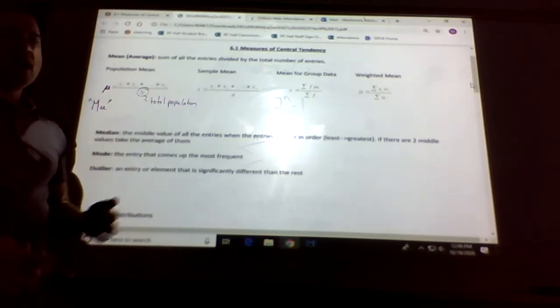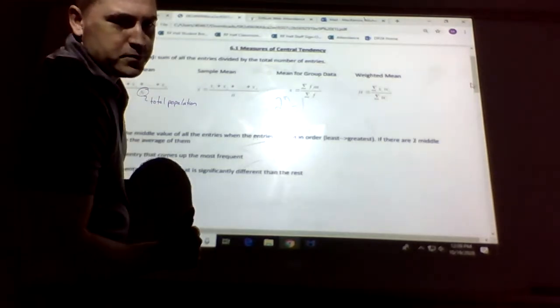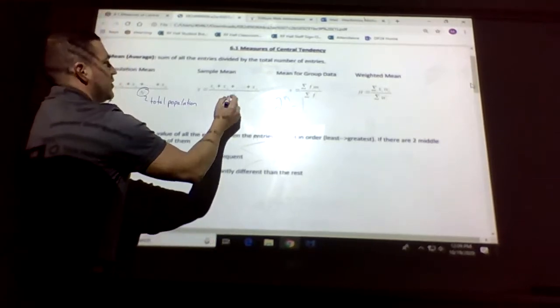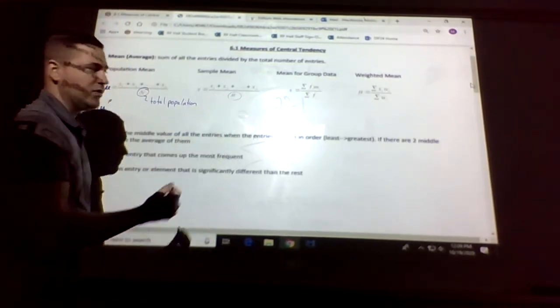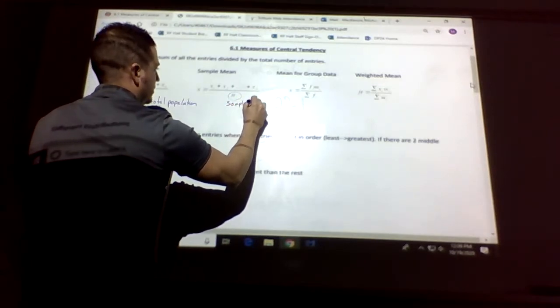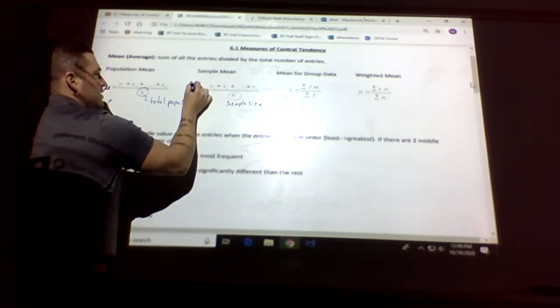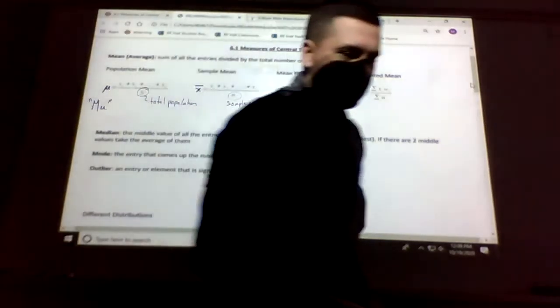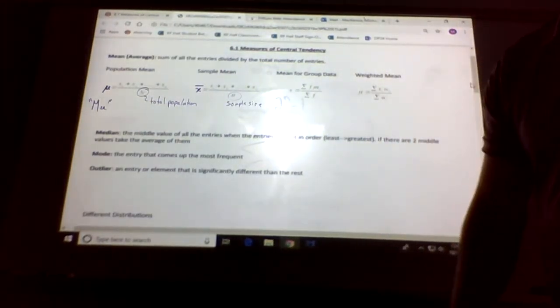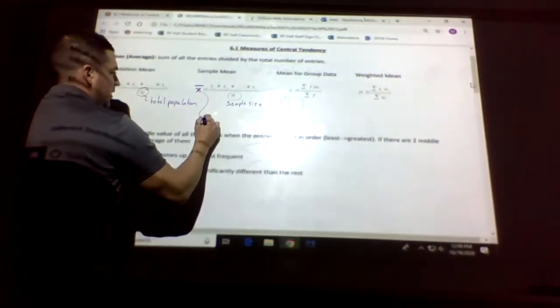Sample mean is the exact same formula, just different letters. We have a small n here, which would be the sample size, and then we have our x here. So you have to make a correction to the note. It's x, and it's supposed to have this line on top. This line on top looks like a bar, so this is called x bar.